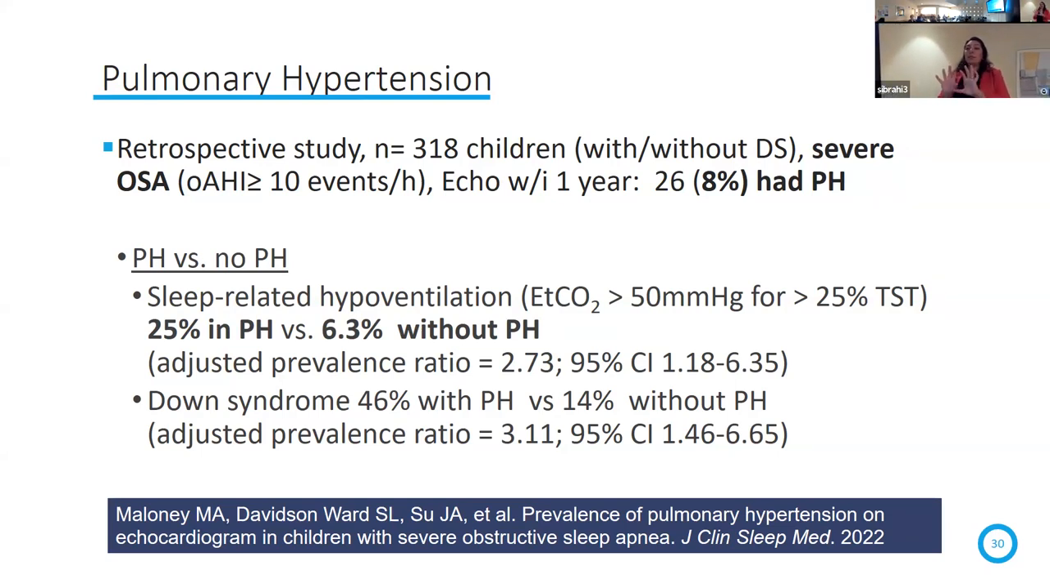And so then they divided their group into pulmonary hypertension and no pulmonary hypertension. But it turns out sleep-related hypoventilation, and that definition, by the way, is the pediatric definition, was present in 25% of those who had pulmonary hypertension, and less often without pulmonary hypertension. So there are some potential ventilatory associations, not surprisingly. And Down syndrome was also much more prevalent in the PH group compared with those without PH. So again, we're seeing that signal with Down syndrome, not surprisingly. They have the underpinnings of that potential burden, and then on top of that, sleep apnea.